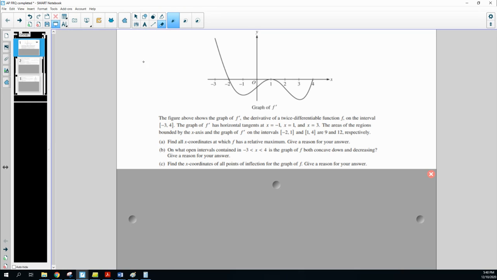So part A: find all x coordinates at which f has a relative maximum and give a reason for your answer. So first thing we have to do is figure out what we're looking at on the f prime graph to determine the relative maximum on the original graph. On the derivative graph, remember that whatever is above the x-axis is where the original is increasing, and wherever is below the x-axis on the derivative graph is where the original is decreasing.